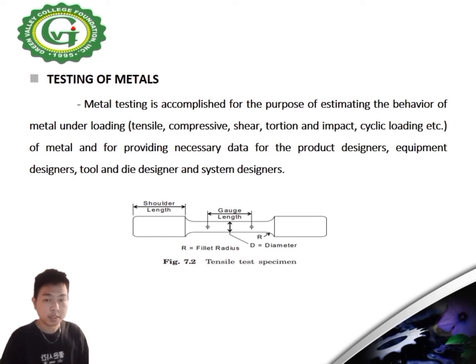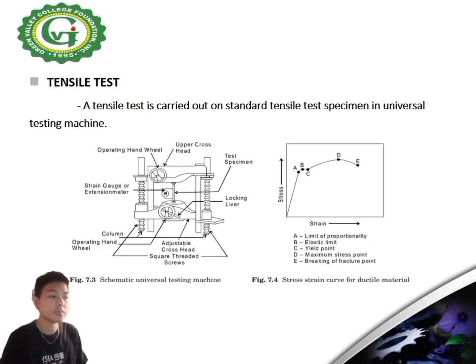Therefore, the test procedure for developing standard specifications of materials has to be evolved, with both destructive and non-destructive testing of materials as necessities. Destructive tests of metal include various mechanical tests such as tensile, compressive, hardness, impact, fatigue, and creep testing. A standard test specimen for the tensile test is shown in figure 7.2.